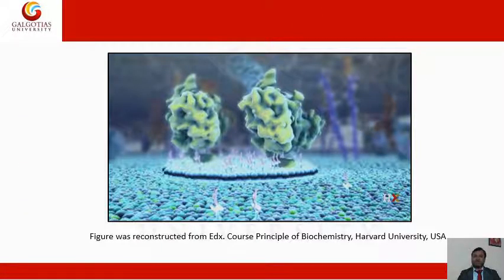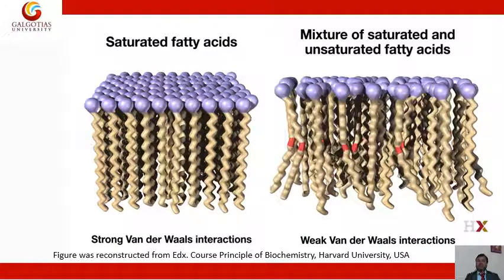So this is the structure of the lipid raft, which is shown here, that is present on the cell membrane, and it can move on the cell membrane. So it can transport the lipid inside the cell membrane. We will show here the structure of the saturated fatty acid and a mixture of the saturated fatty acid and unsaturated fatty acid, which is present in the cell membrane.